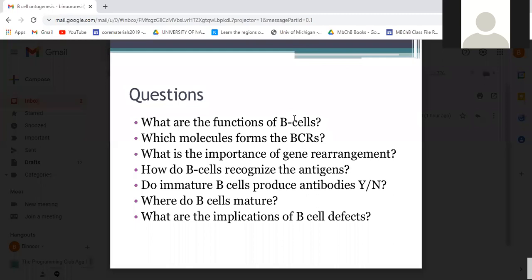So you can read about the B cell ontogenesis on your own with more than one reference material, especially textbooks, and then you'll be ready for any question from the same.